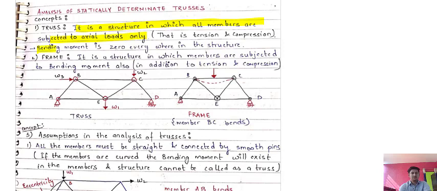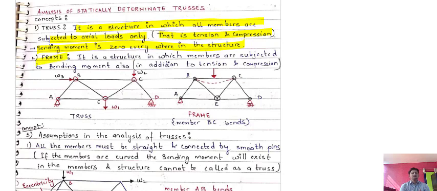So the second point is that the bending moment is zero everywhere in the structure. Only which forces will be involved? Tensile forces and compressive forces. Now there are some other structures which you may see that are also a type of truss, but there is a difference between those structures and the trusses. That type of structure is a frame.